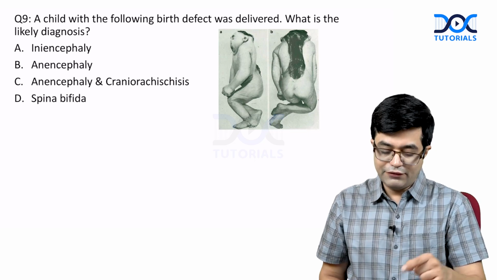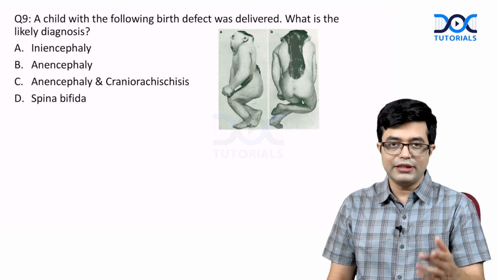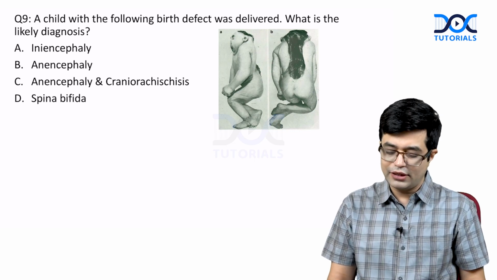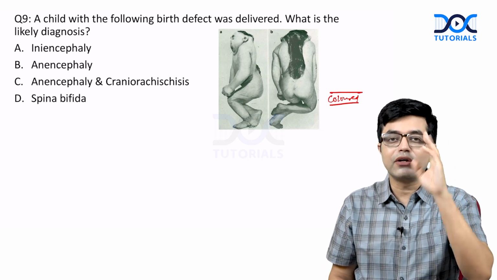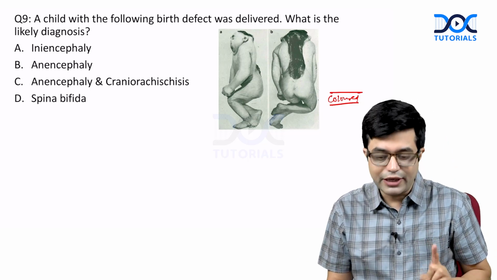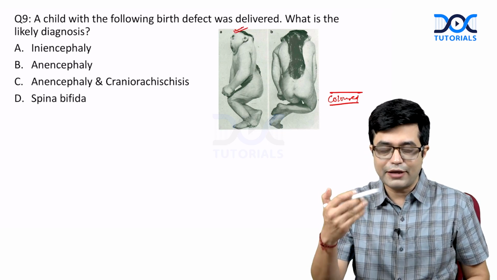Then a child with the following birth defect was delivered. What is the likely diagnosis? Actual image in the paper was very similar, but it was a colorful image. So during recall, I could not get the colored image, so I'm using the black and white one. Whether black and white or colored, look at what you can find in this. There is absence of the forebrain, absence of the cortex, absence of the brain.